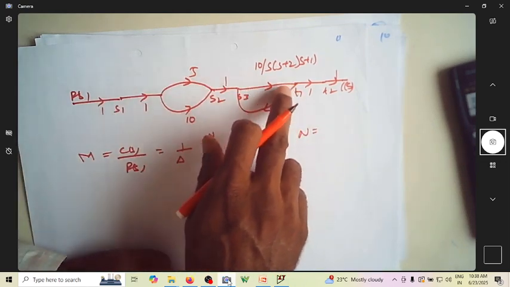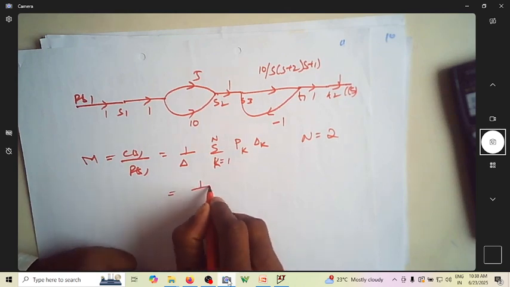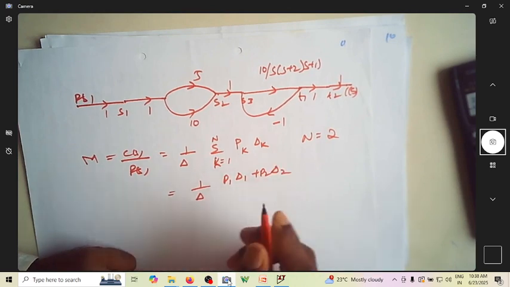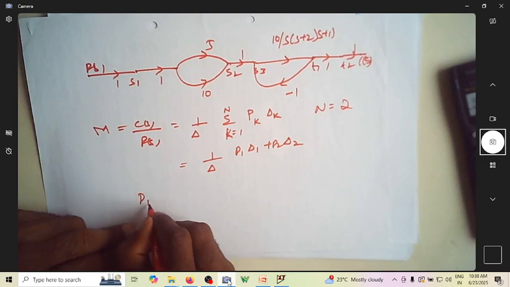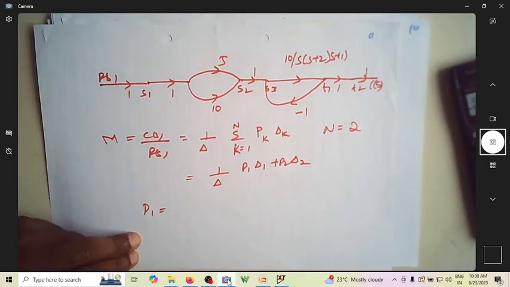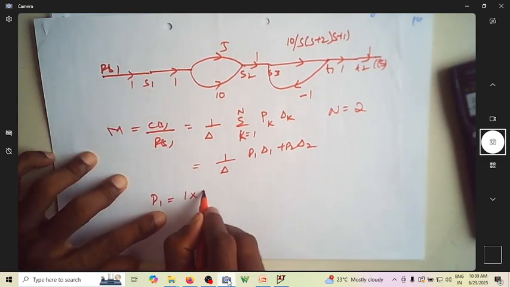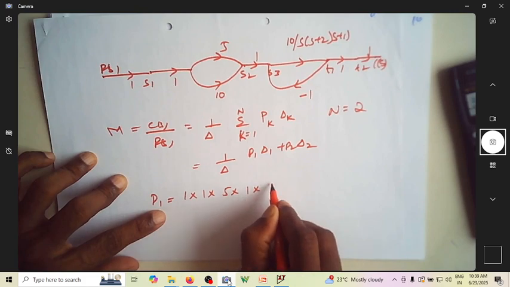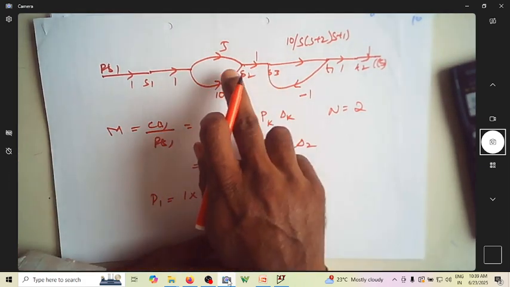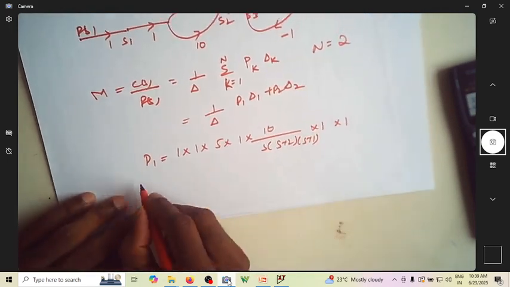N is nothing but the number of ways of reaching the output. N is actually 2, so this will become 1 over delta, p1 delta 1 plus p2 delta 2. So what is p1? P1 is nothing but how many ways you can go to this. It is 1 into 1 into 5 into 1 into 10 by s into s plus 2, s plus 1. Can you see this is into 1 into 1? This is your p1. What is p2?